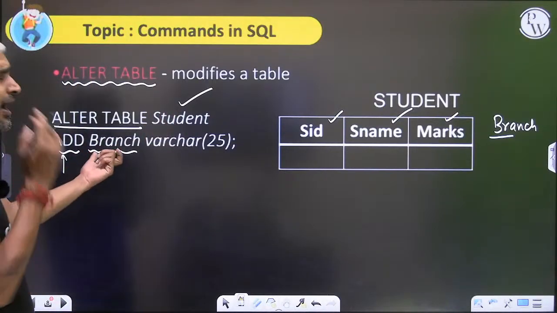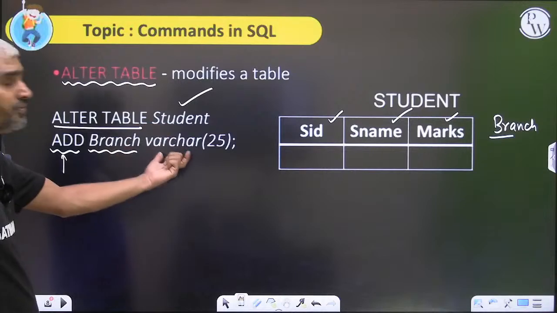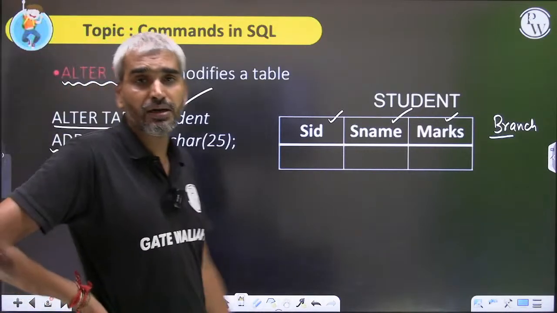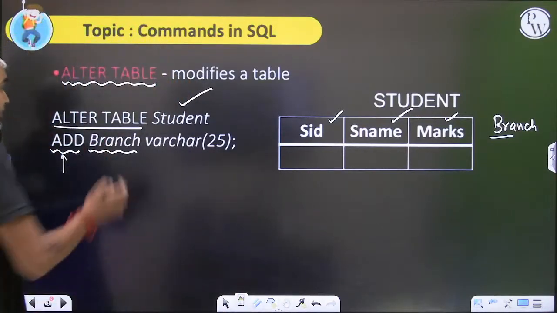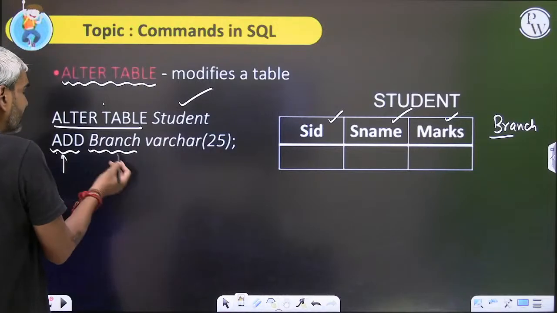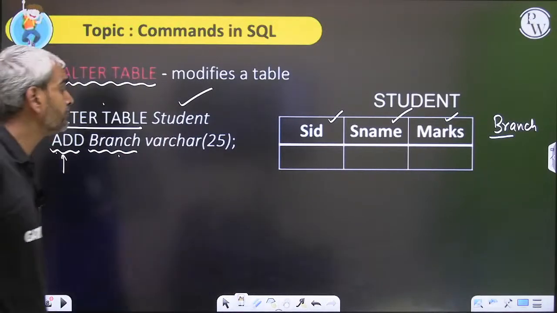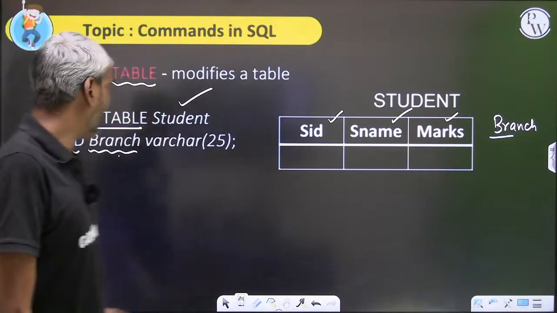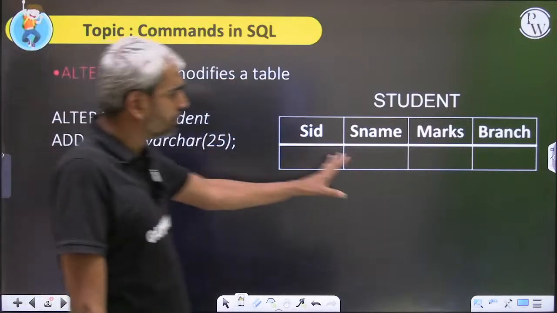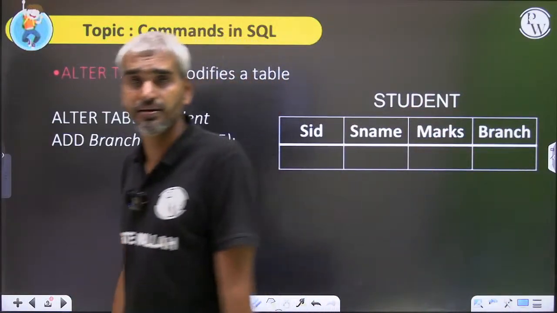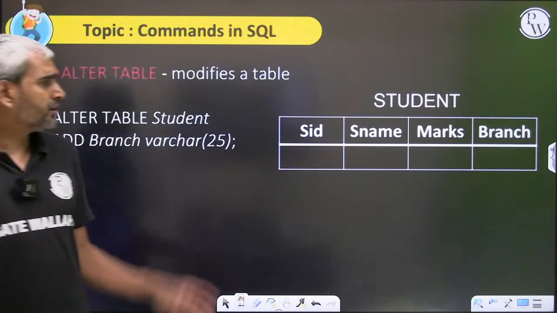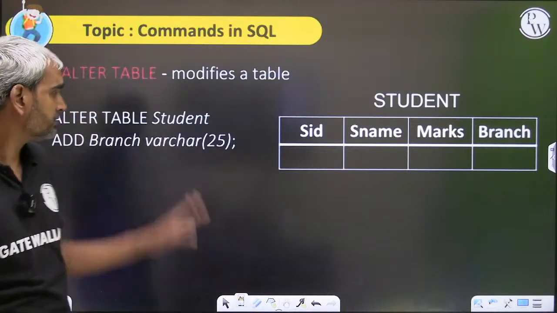So if you want to add a new attribute, then you will also have to define the data type of that particular attribute. So let's assume you say alter table student, add an extra attribute branch of type varchar 25. Then as a result of this, a new attribute will be added into the relation, the database table. Make sense? So that's it.